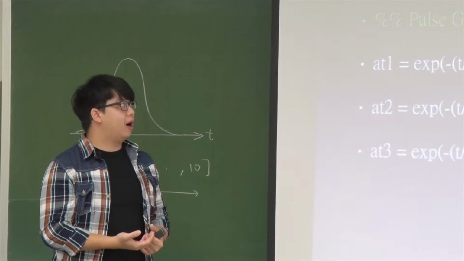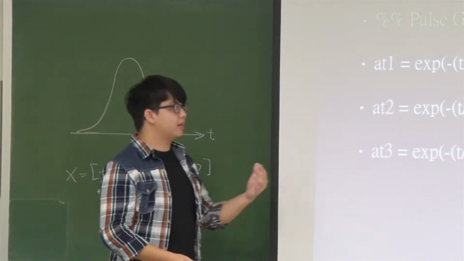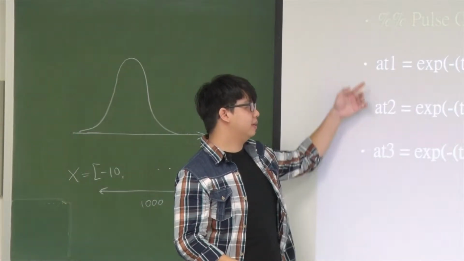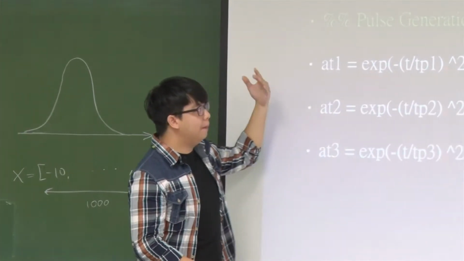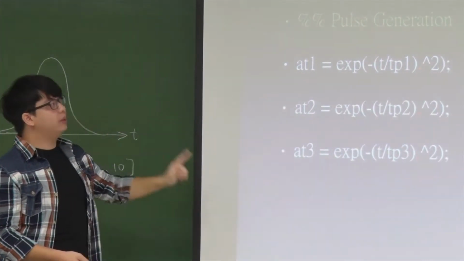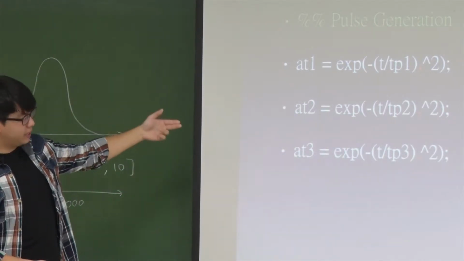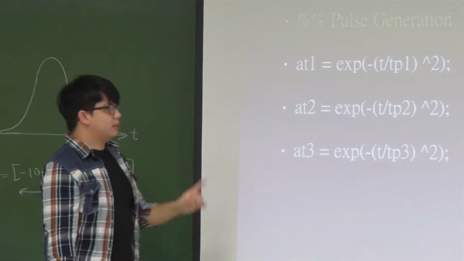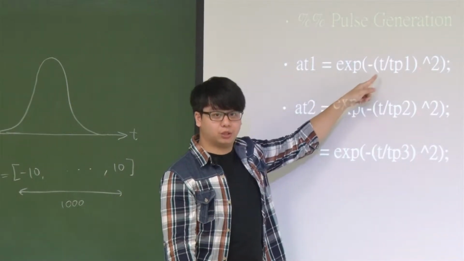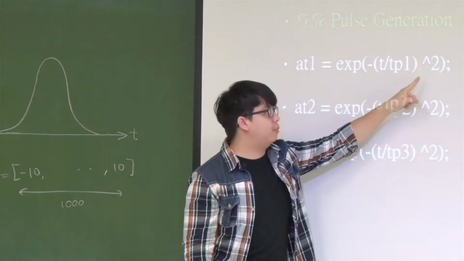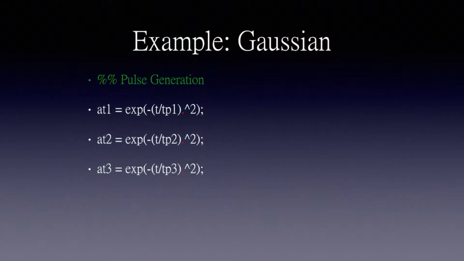Now we want to generate our Gaussian pulses. So I'll plug them into the formula I have. Since I have 3 Gaussian pulses, A_T1 is equal to exponential minus (T over TP1) point square, for the second one and the third one are all the same. Because inside the expression T is a matrix, when I raise it to the power of 2, I put a point in the front, right?